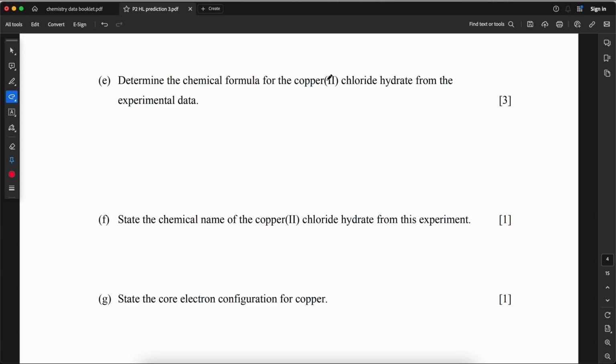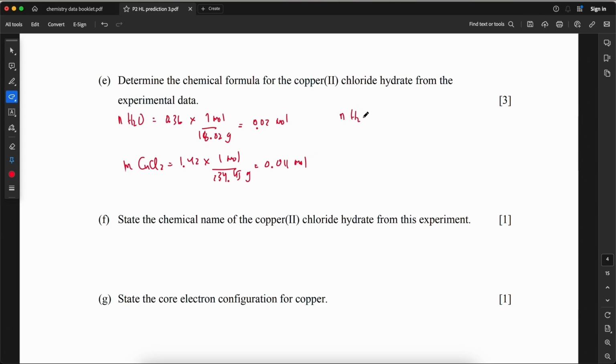Determine the chemical formula for the copper 2 chloride hydrate from the experimental data. For n(H2O), that would be 0.36 gram times 1 mole per 18.02 gram. Then we get 0.02 mole. And for CuCl2, that would be 1.42 times 1 mole divided by 134.45 gram, which is 0.011 mole. So n(H2O) divided by n(CuCl2) is 0.02 divided by 0.011, which is 2. So the chemical formula for the copper 2 chloride hydrate will be CuCl2·2H2O.